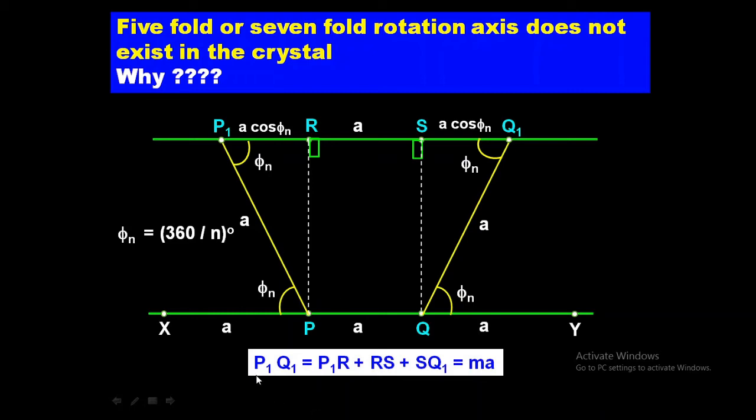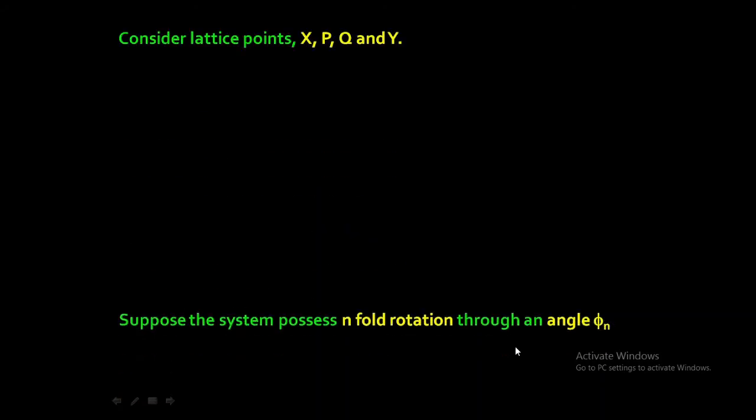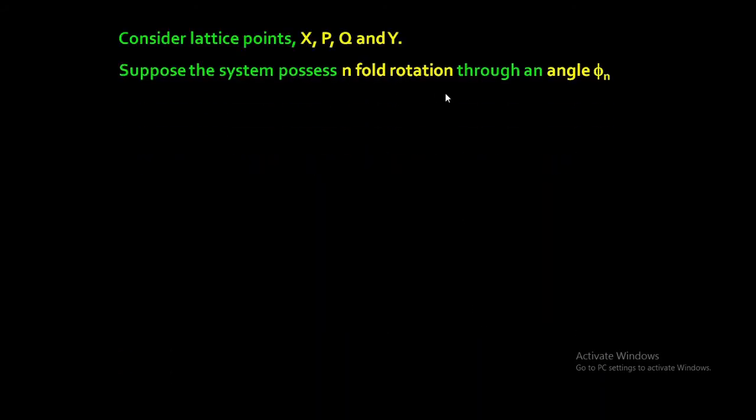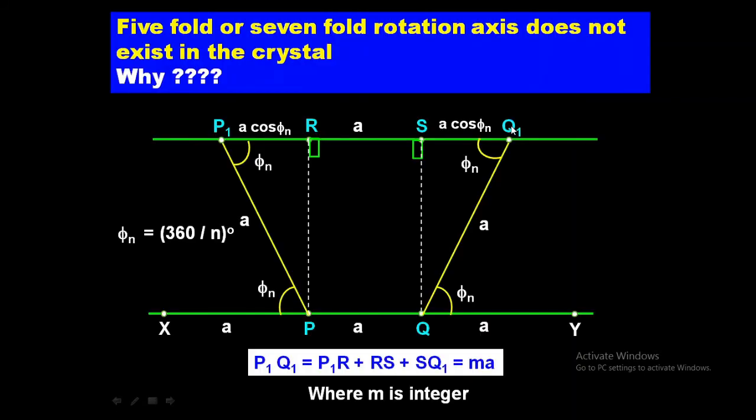Whatever I have explained here, I have just quoted onto the slide. So consider lattice points X, P, Q, Y. Suppose the system possesses n-fold rotation through an angle phi n. We have also considered that the vectors PX and QY rotate through an angle phi n. Just look at the figure. Vector PX we rotate in the clockwise direction through an angle phi n, and QY rotates in the anti-clockwise direction through an angle phi n.